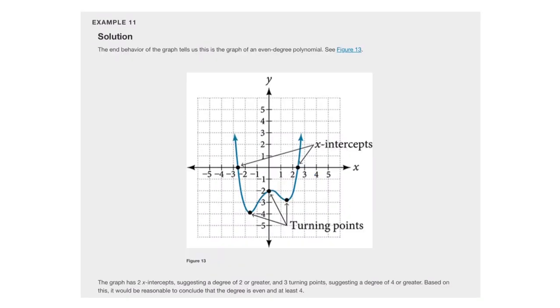So the graph has 2 x-intercepts suggesting a degree of 2 or greater, and 3 turning points suggesting a degree of 4 or greater. Based on this, it would be reasonable to conclude the degree is even and at least 4, right? Okay, we're almost there. Given this function, determine the local behavior. I guess they want the x-intercepts and number of turning points.